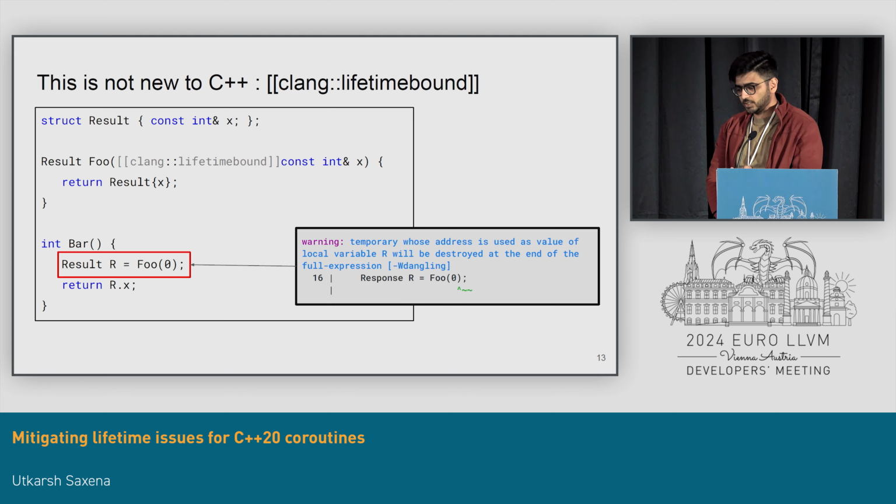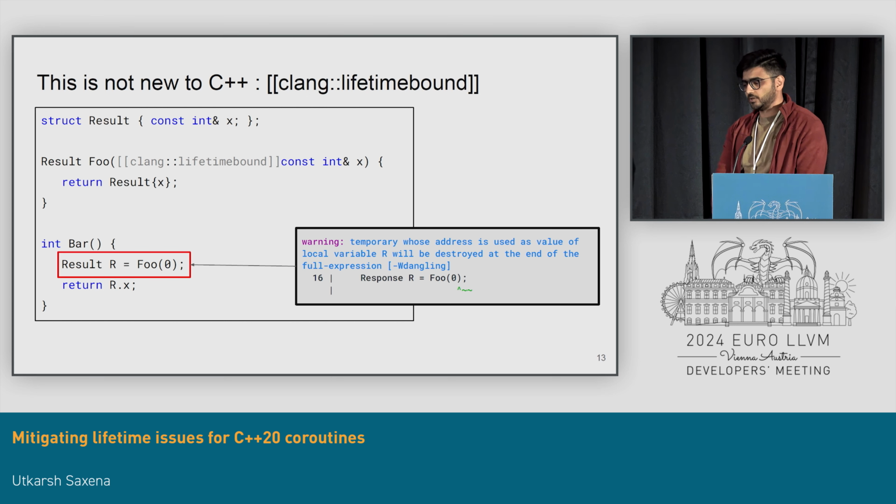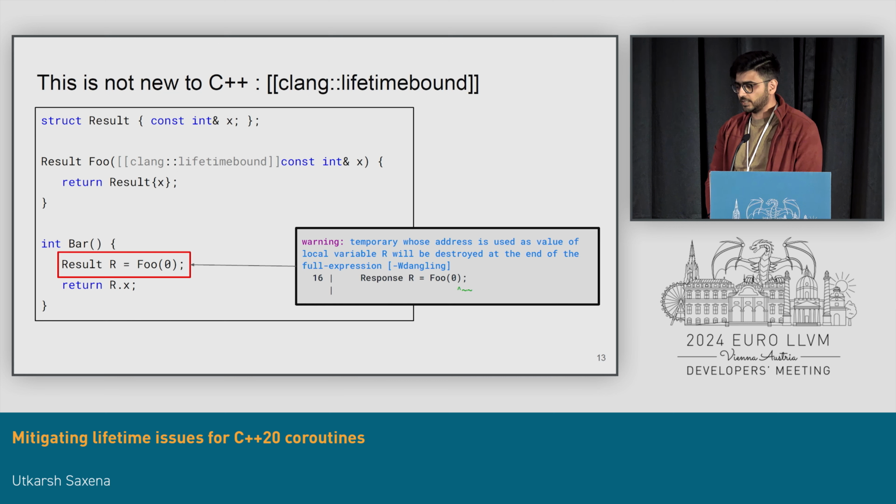And it works on initialization expressions. So the object that is being initialized should have a lifetime no longer than the lifetime of the argument that is being passed to this particular function. For example, in this, Clang identifies this as we are using the address of a temporary to initialize a local variable R, which would live beyond, and the temporary itself would die after the full expression.